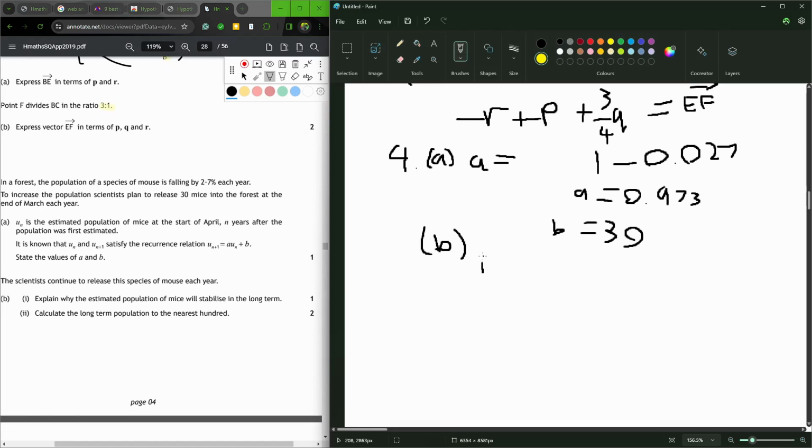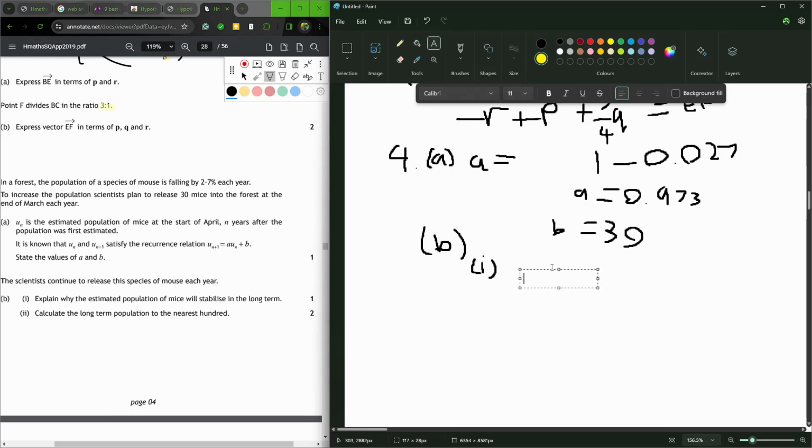It's going to be split up into i and ii. The scientists continue to release the species of mice each year. Explain why the estimated population of mice will stabilize in the long term. So when you have a recurrence relation, if the A term, this here, is between -1 and 1, then there will be a limit where even if you go infinitely far in the future, it will just stay the same.